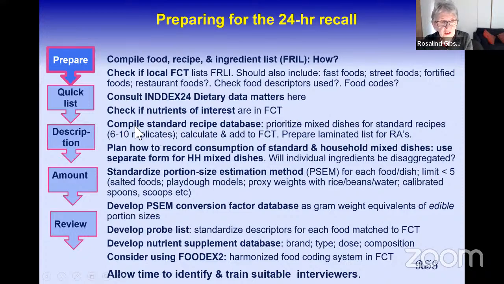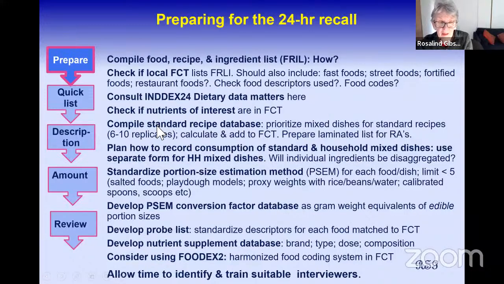The next thing you need to do is to compile your standard recipe database. How many recipes you're going to have as standard, in which you actually calculate the nutrient content from the recipe and add it as a line in your food composition database. And as I've mentioned earlier, Intake recommends between 6 and 10 replicates for each standard recipe, from which you obtain an average value. They also suggest that you prepare a laminated list of these standard recipes that your research assistants can carry to the home to remind them what the standard recipes are and which ones they actually have to find information from the household.